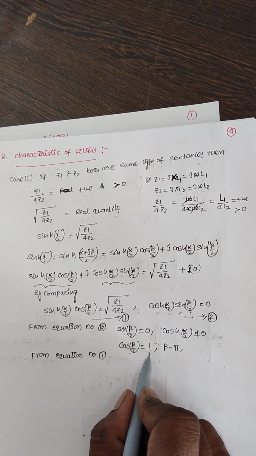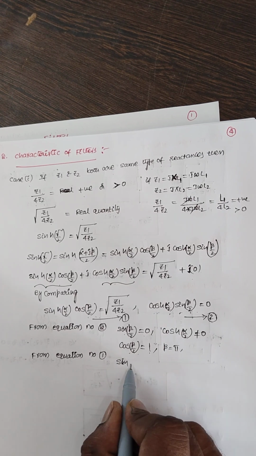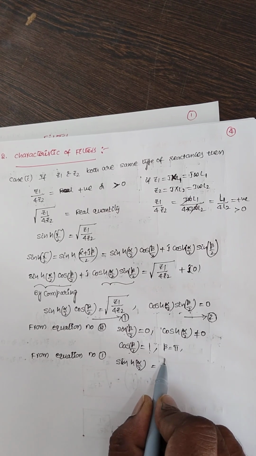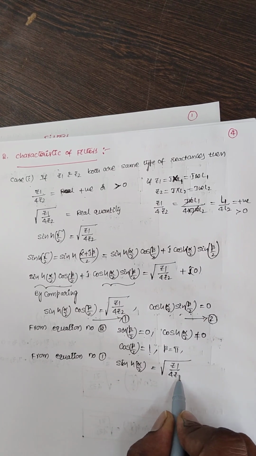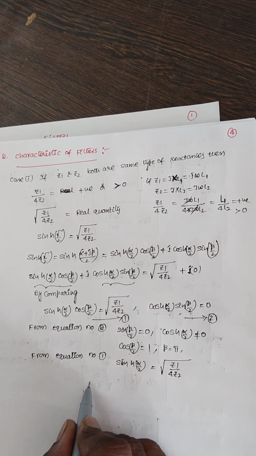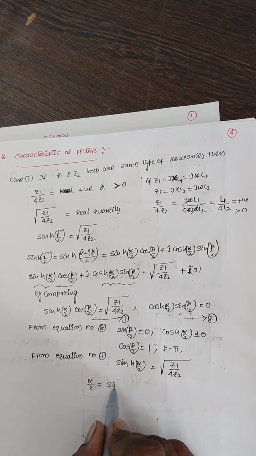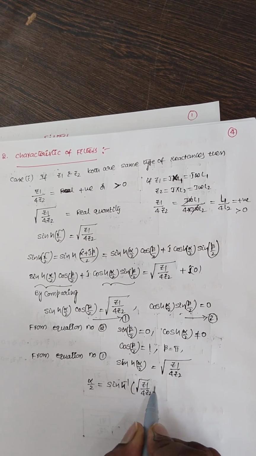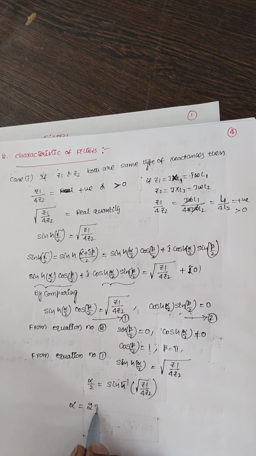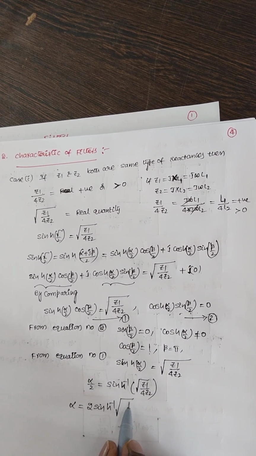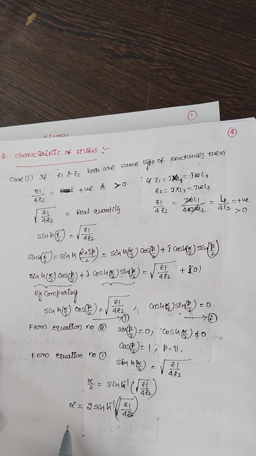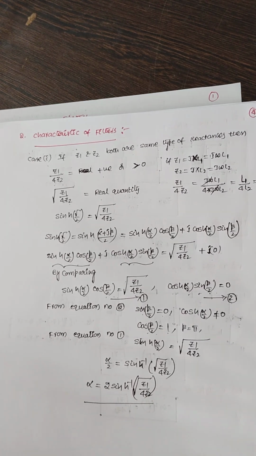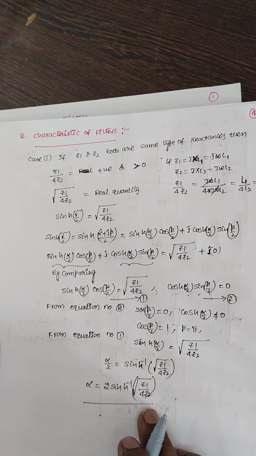Cos beta by 2 is equal to, anyway, 1 here. Sin h alpha by 2 is equal to square root of z1 by 4z2. Now alpha by 2 is equal to sin h inverse of square root of z1 by 4z2. Alpha is equal to 2 sin h inverse square root of z1 by 4z2. That means the attenuation constant expression is alpha equal to 2 sin h inverse of square root of z1 by 4z2.